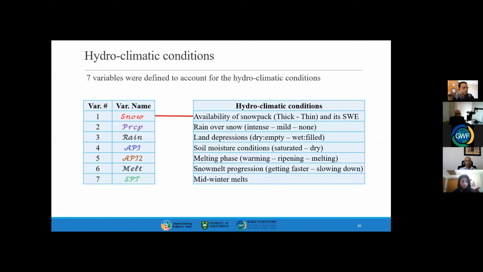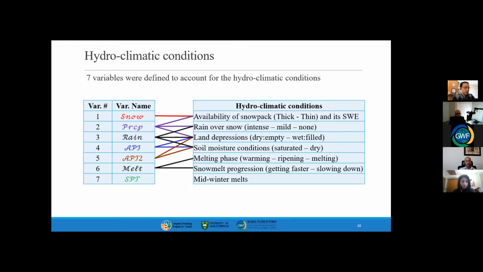The second variable, precipitation, is more comprehensive than the snow, and it accounts for availability of snowpack, the rain over snow, and the state of the land depressions during the winter. The rain is the third variable, and it accounts for the rain over snow, the land depression state, and the soil moisture conditions. Both the variable number 4 and 5, API and API2, which are abbreviated from antecedent precipitation indices, account for the state of the land depressions and the soil moisture conditions, but before freezing.